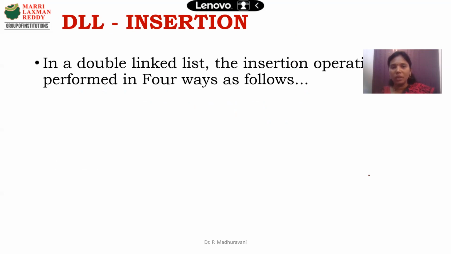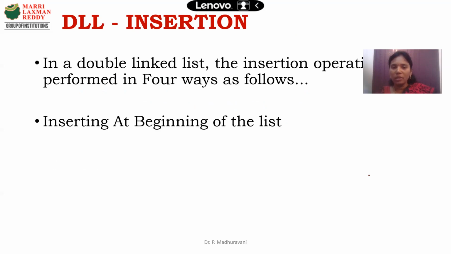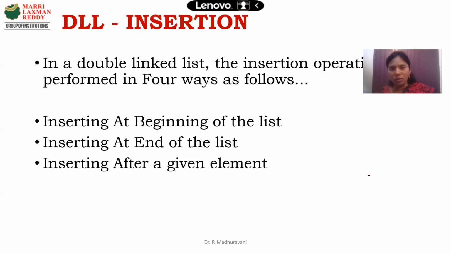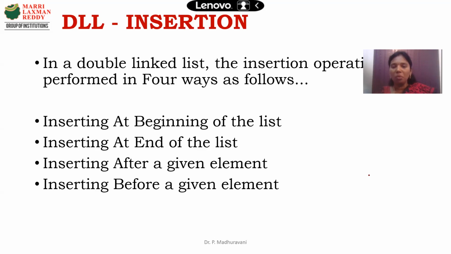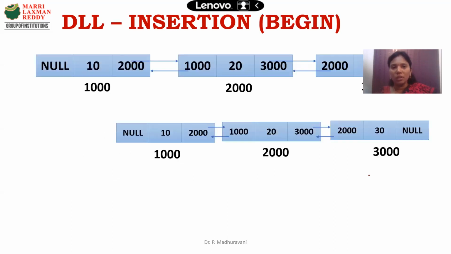This can be done in 4 ways. We can insert a new node at the beginning of the doubly linked list as a first node. We can insert a new node at the end of the list as a last node. We can insert a new node after a given element. You can insert a new node before the given element. Let us look into each option in detail.